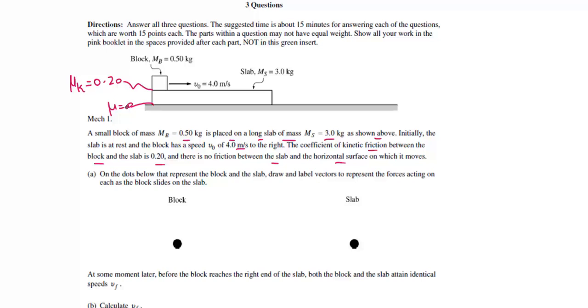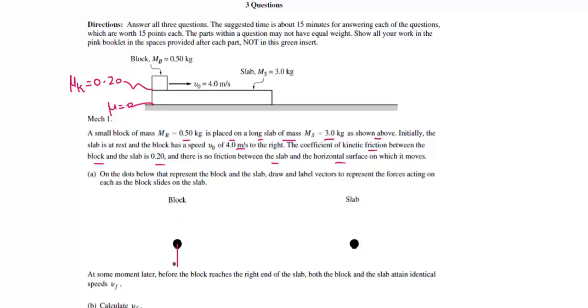In the first part, what he is asking is: on the dots below that represent the block and the slab, draw and label vectors to represent the forces acting on each as the block slides on the slab. So the left dot is for the block and the right dot is for the slab. What are the forces acting on the block? There's friction, there's normal, and gravity.